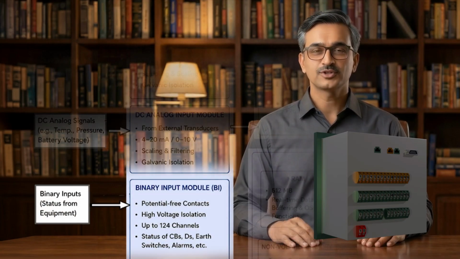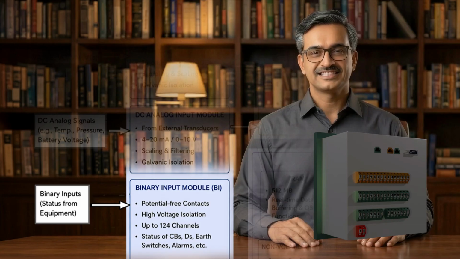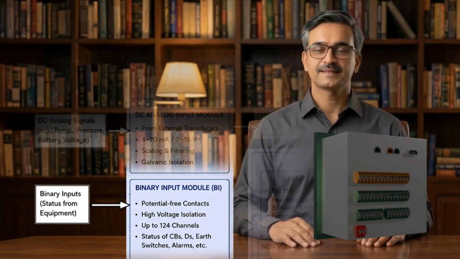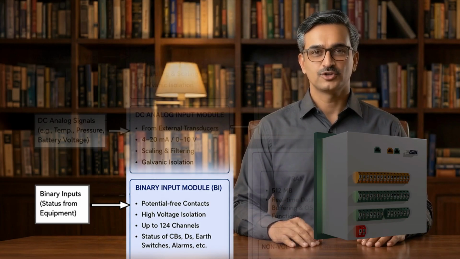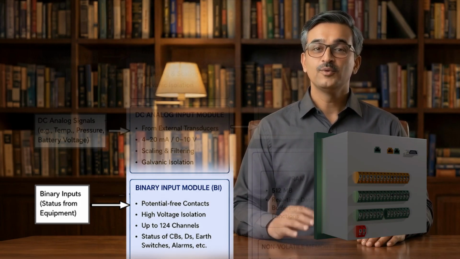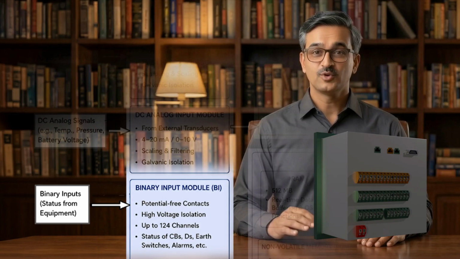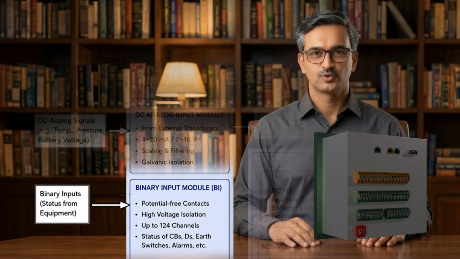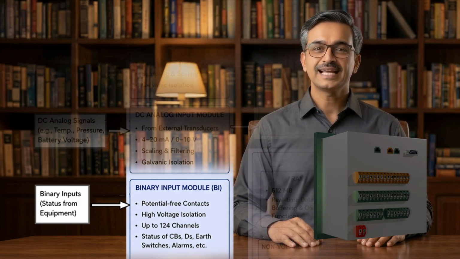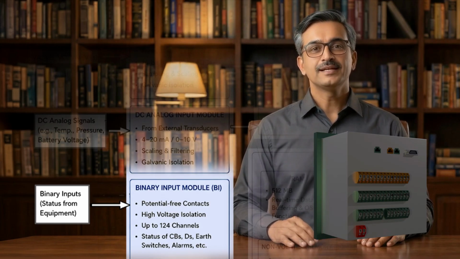The binary input/output module handles discrete on-off signals. This is the physical interface for controlling switchgear and sensing equipment status. Binary inputs, or BIs, are high-voltage isolated channels, up to 124 of them. They read the status of circuit breakers, open or closed, disconnectors, earth switches, and alarms. Essentially, the BCU receives potential-free contact status from different equipment.